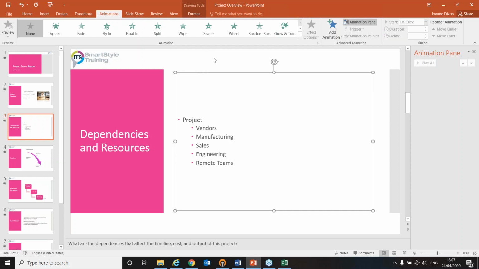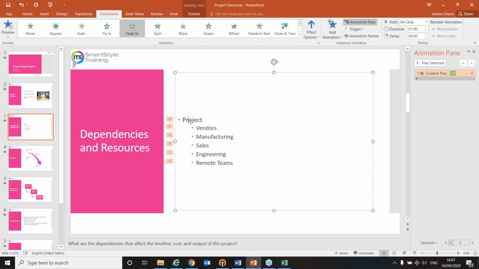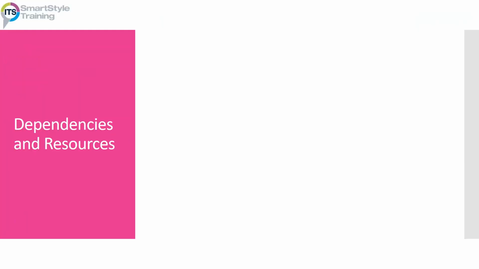So again, on slide number 3, I'm just going to have this float in, which is fine, but it seems to be floating in all as one object. What I'd like to happen is I'd like the main bullet to come in, and then talk about the project, and then I want to talk about vendors before I see manufacturing, talk about that before I see sales. So I've already chosen the animation, I've got the effect, and I would like to start these on click. And I don't know if you notice, number 1, number 1, number 1 are all going to come in now as individual options. So Shift and F5 to run it.